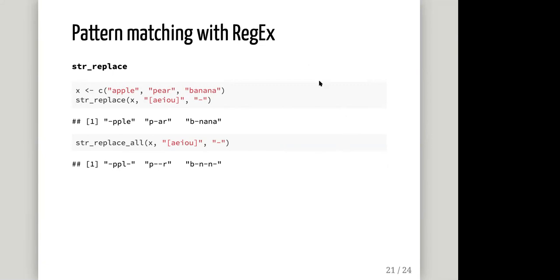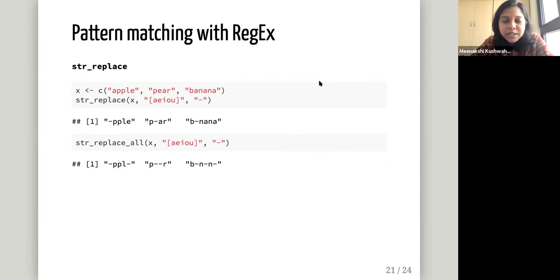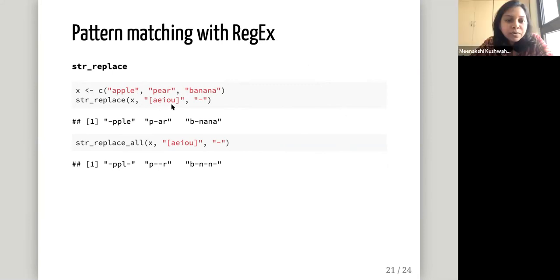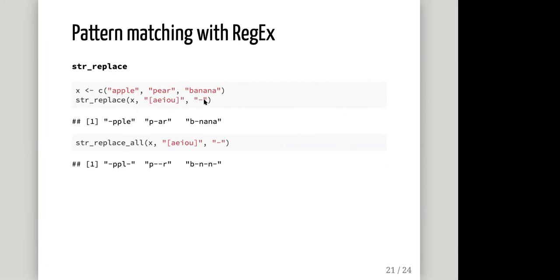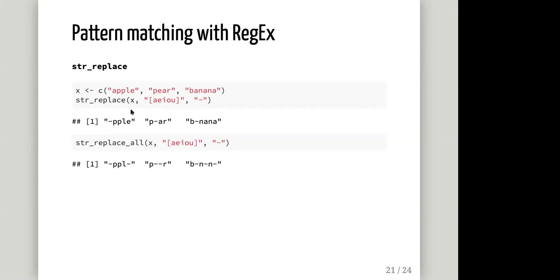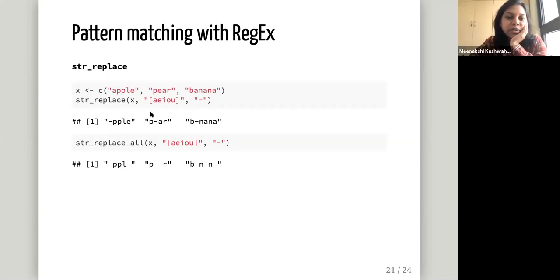Okay. Another function is str_replace. So in this example, if we want to replace vowels with a dash, we could use str_replace. The order of arguments is first your vector, then your pattern, and then what you are replacing it with. And so this is the output. But once again, it's just replacing the first instance. If we want to replace all the occurrences, then we have to use str_replace_all.